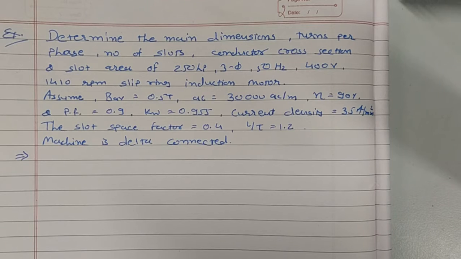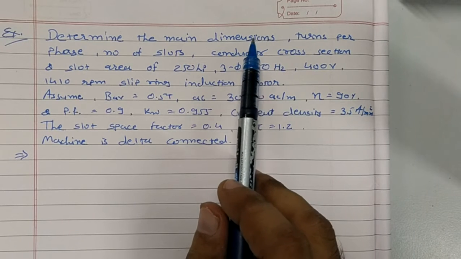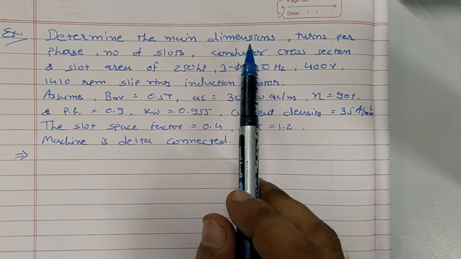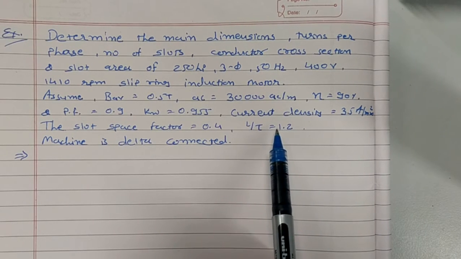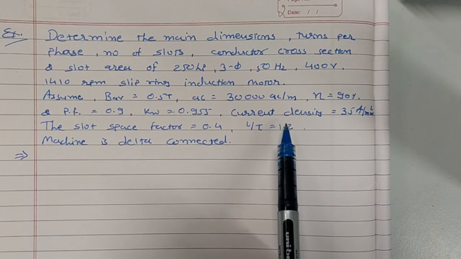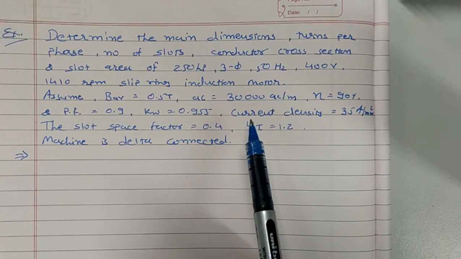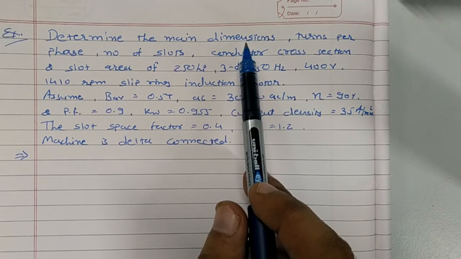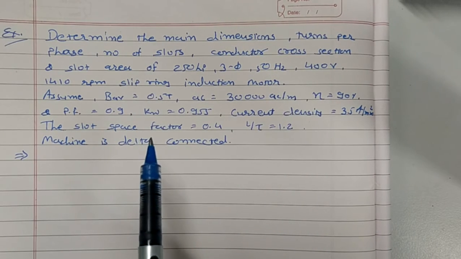First of all, what we have to calculate is the main dimension. We have seen examples on the calculation of the main dimension, in which you use the output equation and calculate the output coefficient. After that, the hint is given, L by tau is equal to 1.2. You use this, and then you can calculate capital D and capital L. I am going to skip that part because we have already seen that example. But after calculating D and L, we will see what other things we have to calculate.